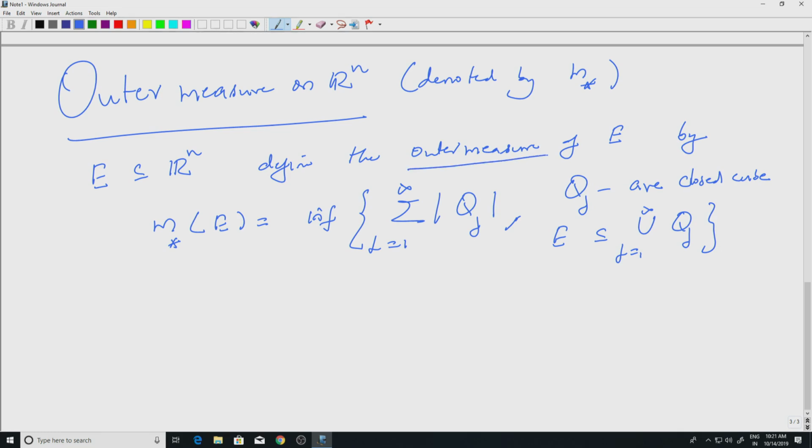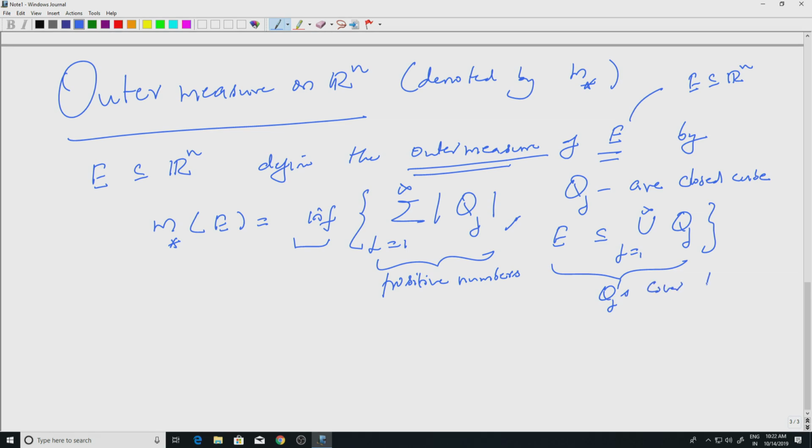So let's read it again. It is the outer measure of the set E. E is an arbitrary subset of Rn, right? M star of E is first of all the infimum of some quantities. These are positive numbers. What are you doing? You are covering E. This simply means that the qj's cover E, and you take all such covers, construct this number, the summation j equal to 1 to infinity of mod qj, then you take the infimum.